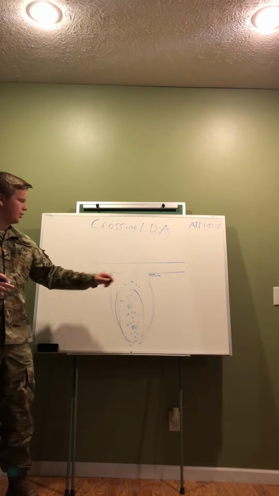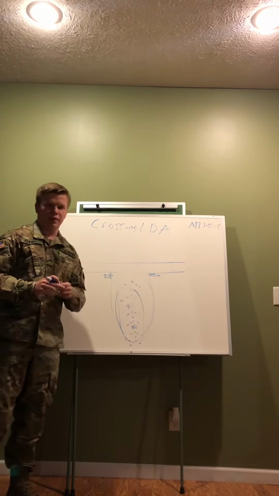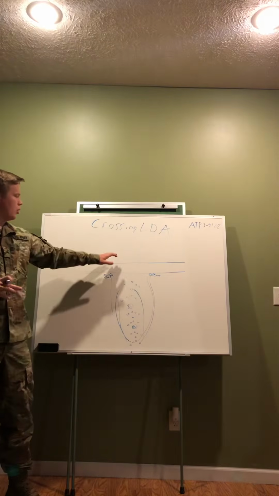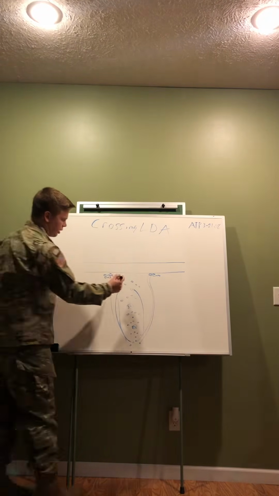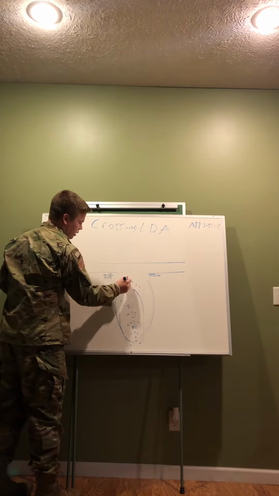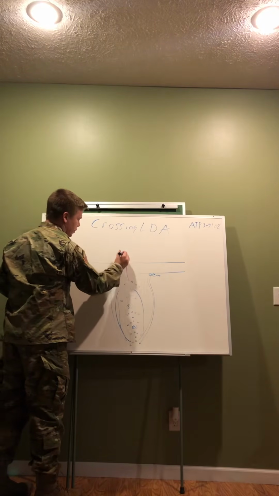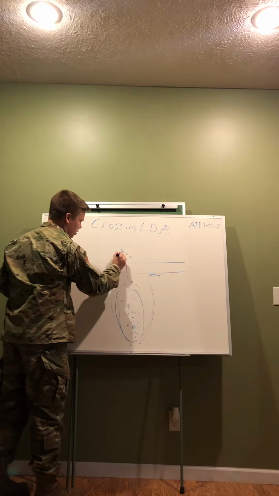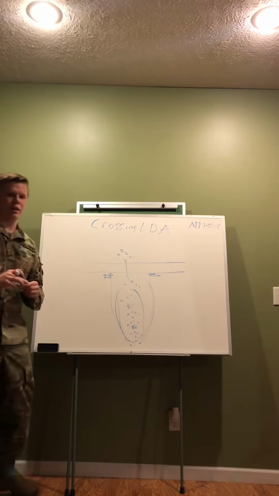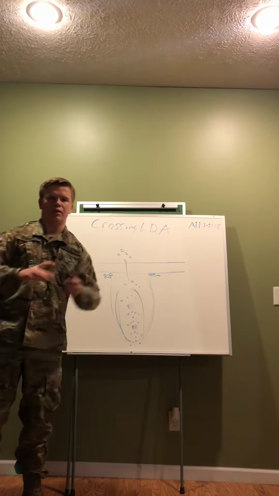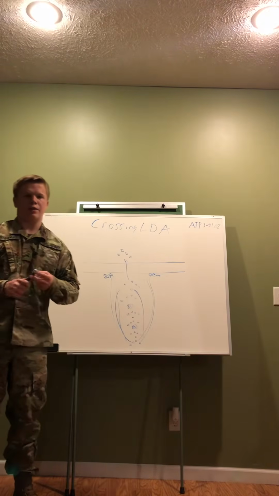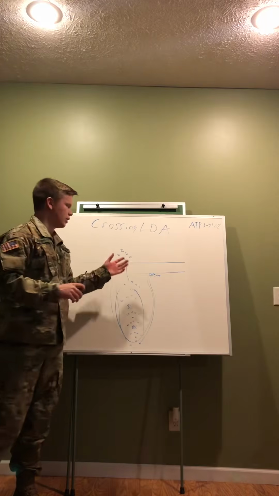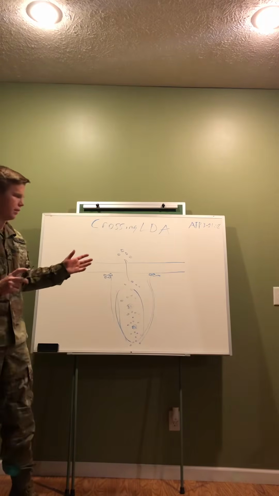Once everybody is in place, this first team, this alpha team, will cross the LDA and get to the far side of the LDA. Once they cross the LDA, they're going to conduct recon. The main things they're going to be looking for are whether there are enemies on that side of the LDA, and whether there's enough room for the whole platoon to get to that side of the LDA.